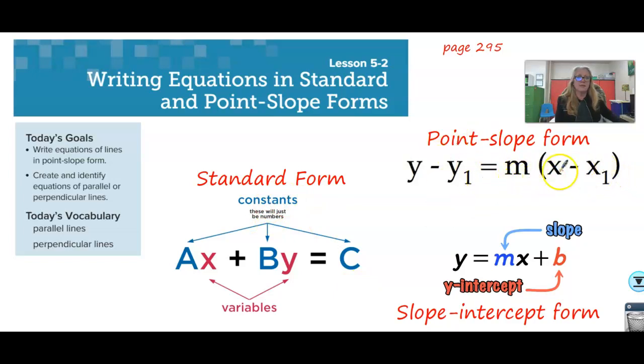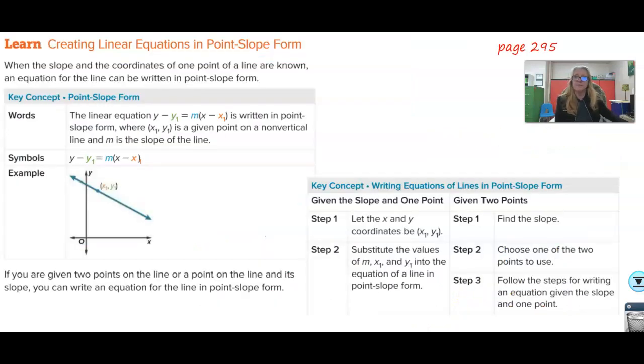It's a little unwieldy because it's got a lot of letters going on there, but it's actually a derivative of the slope formula. Some people like it to be used in place of the slope-intercept form. Not a huge fan, but I'll show you how it works.